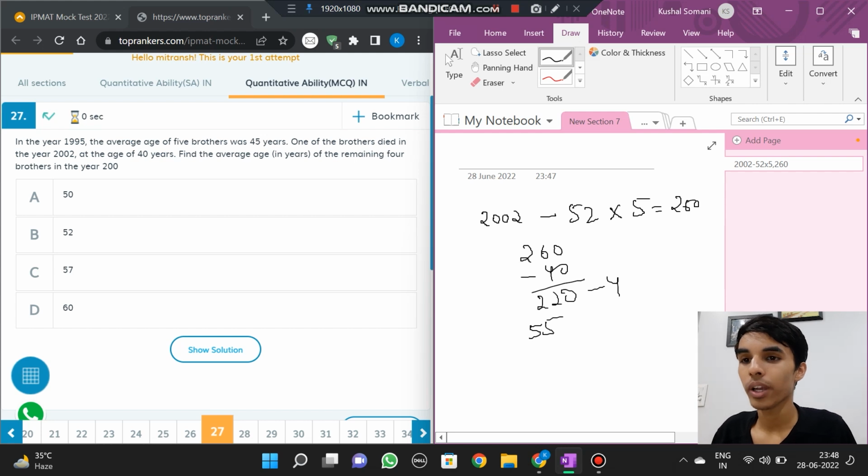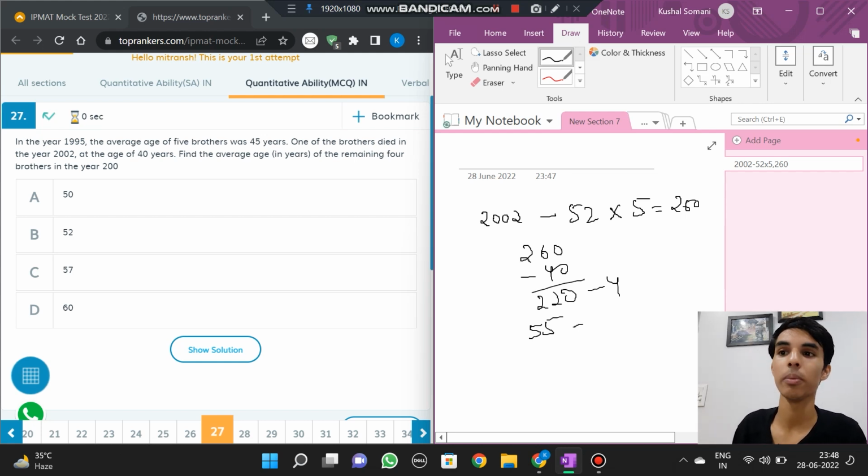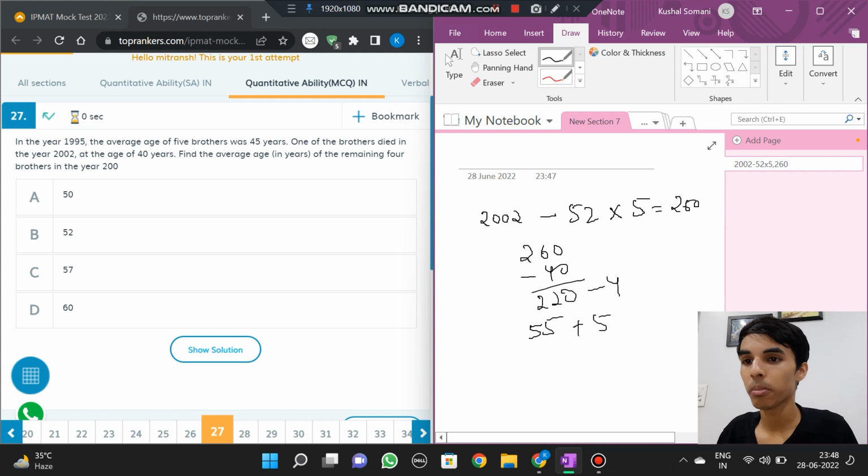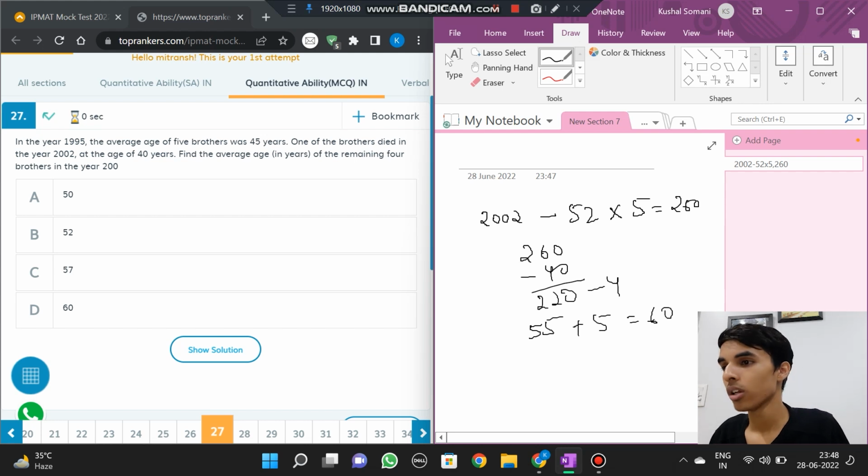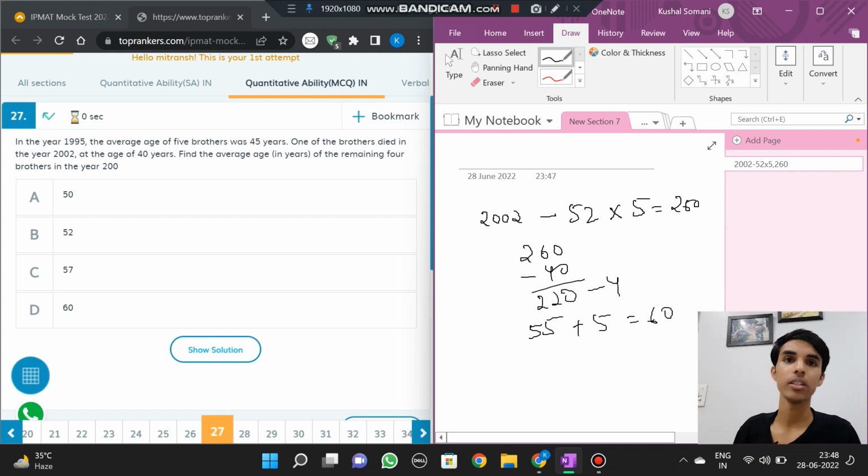Now 55 is the average age of the remaining 4 brothers in 2002. Now we need to calculate the average age in the year 2007 of the remaining 4 brothers, which will be nothing but 55 plus 5, since no brother has died now, and only the number of years has increased. So it will be 55 plus 5, that is 60 years. So the correct answer is option D, 60 years.